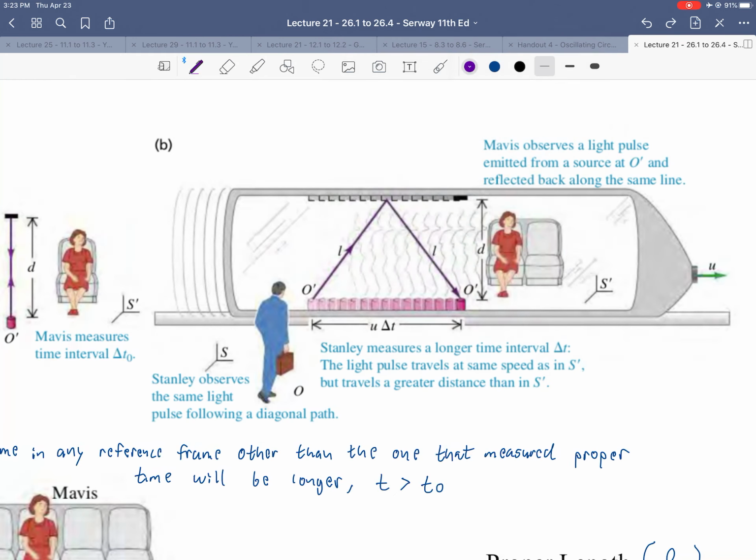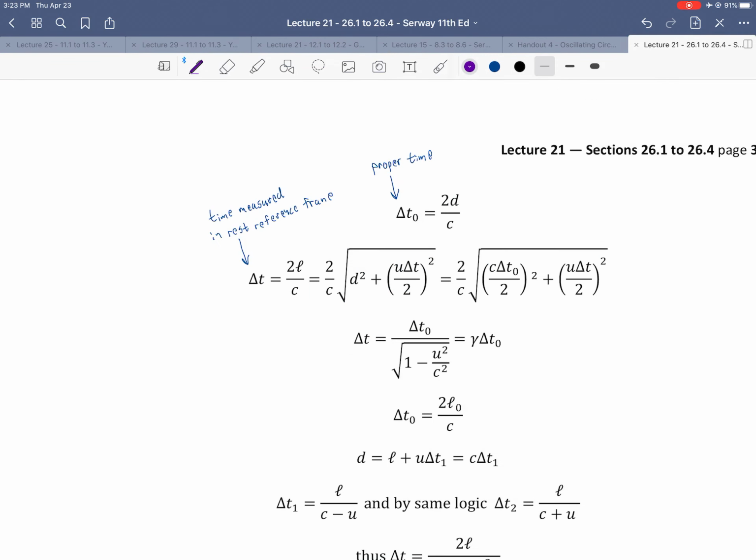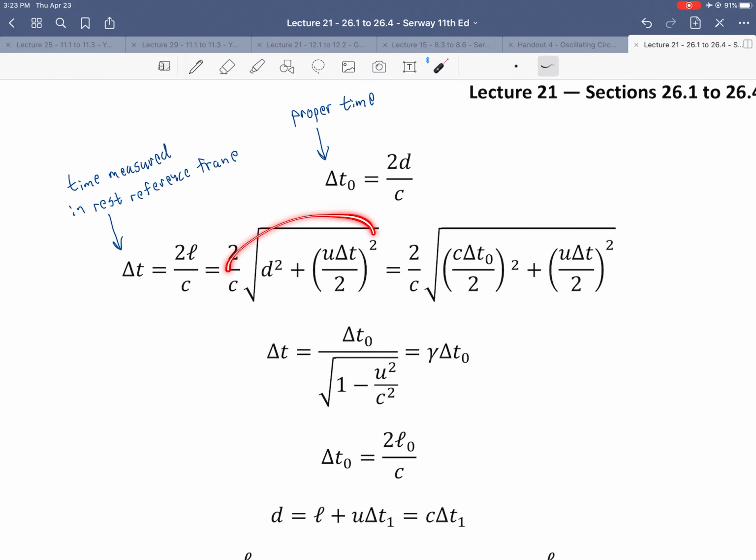It was longer than D based on this right here. So the idea is that there's a right triangle right here, and the bottom of that right triangle is 1/2 u delta t. So this one right here is 1/2 u delta t, and then the height of that triangle is still D. So therefore L is just going to be, using the Pythagorean theorem, the square root of (1/2 u delta t) squared plus D squared. Okay, so that's what we see here.